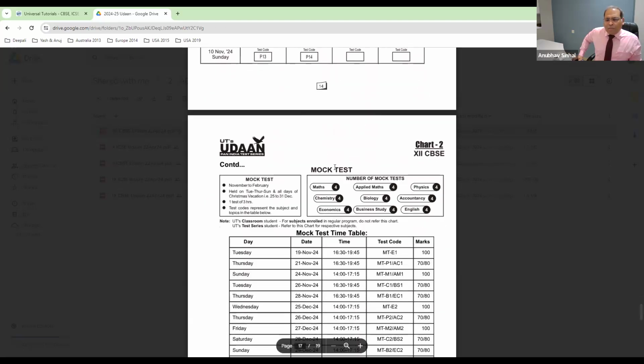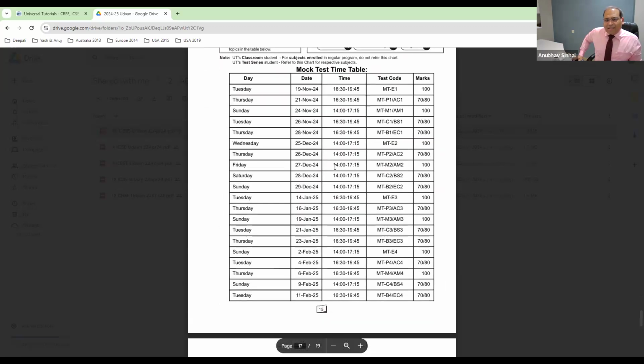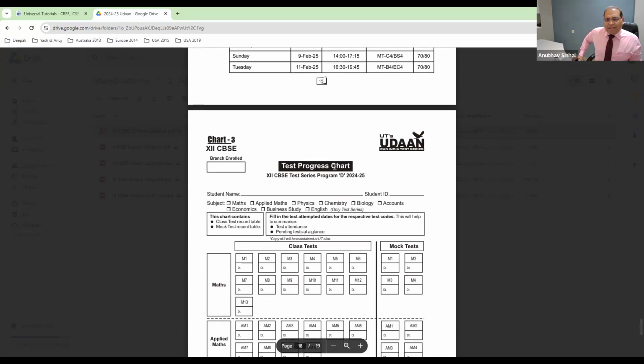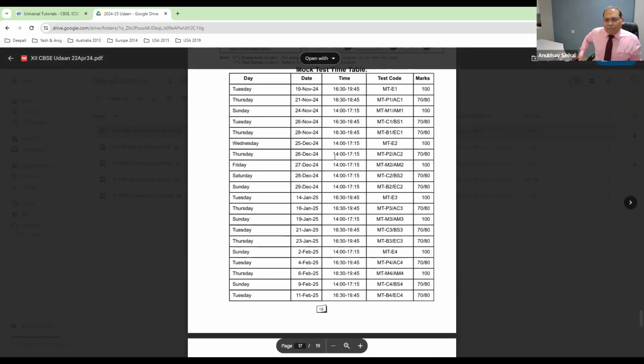And then you begin mock tests, which is month of November, 1 set of tests, month of December, second set of tests. So November is 1 set, December is 2nd set, January is 3rd set, and February is 4th set. So like this, we complete the entire board from April to December, February, we complete the entire thing.